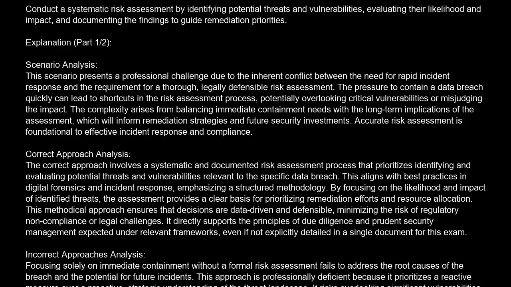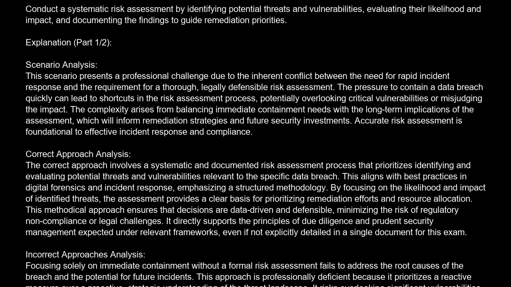Scenario analysis. This scenario presents a professional challenge due to the inherent conflict between the need for rapid incident response and the requirement for a thorough, legally defensible risk assessment. The pressure to contain a data breach quickly can lead to shortcuts in the risk assessment process, potentially overlooking critical vulnerabilities or misjudging the impact. The complexity arises from balancing immediate containment needs with the long-term implications of the assessment, which will inform remediation strategies and future security investments. Accurate risk assessment is foundational to effective incident response and compliance.